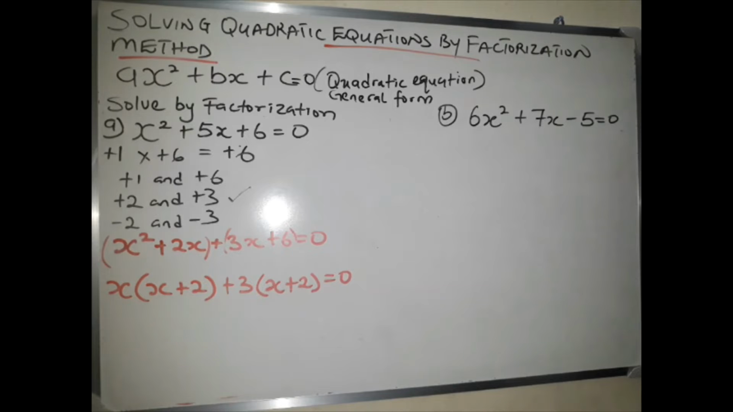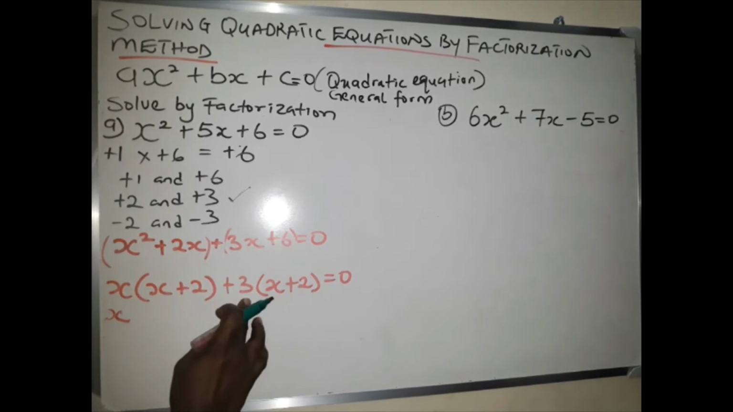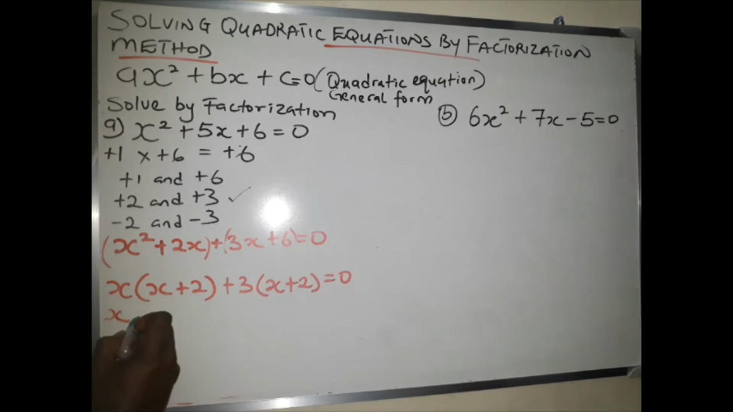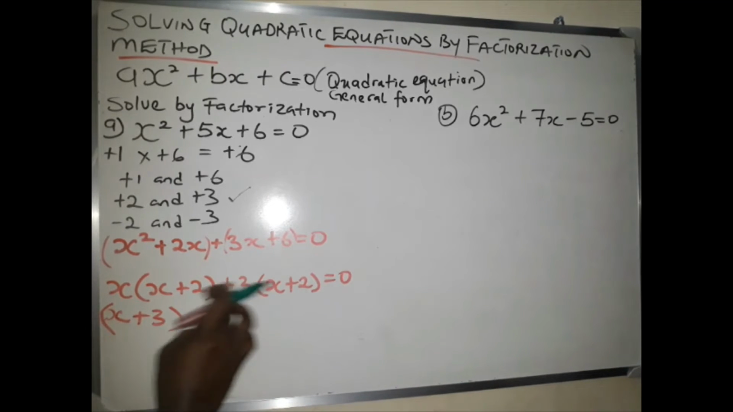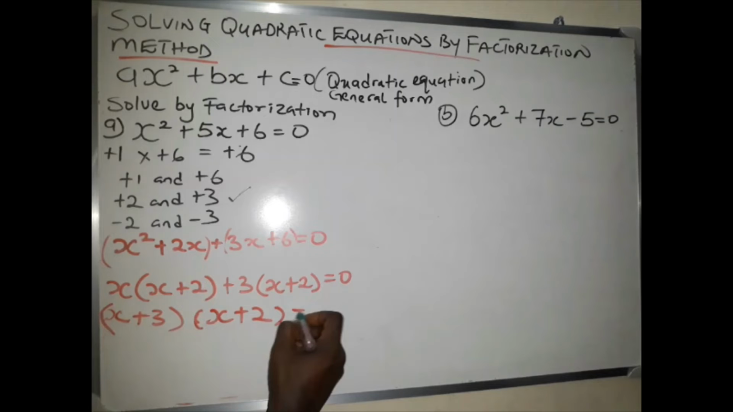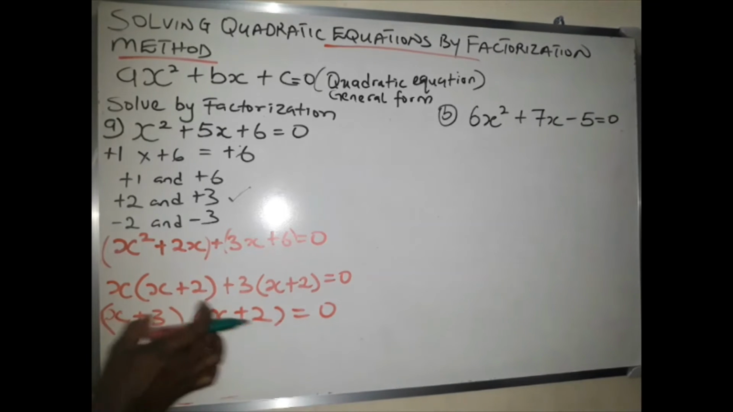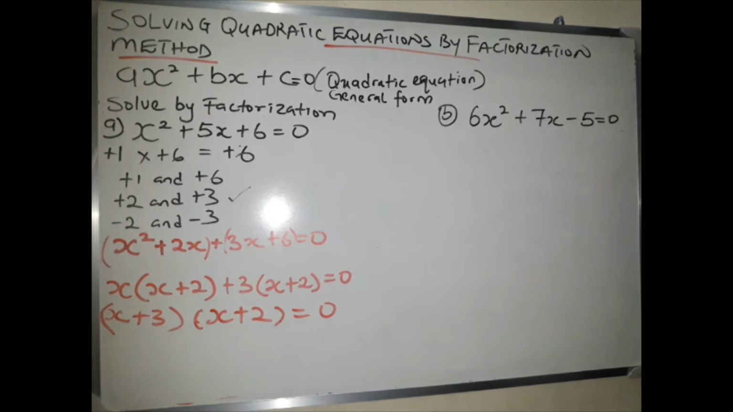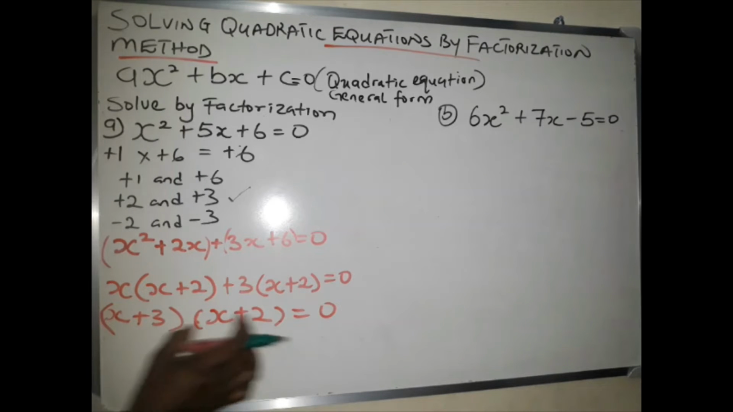So next, what do you do? First of all, you write this value here, which is x. You come here and take what is here and add to it, which is plus 3. Put it in the bracket. Then you choose one of these two and write next to it x plus 2 is equal to 0. So what next do you do? You now equate each of what you have here to 0.